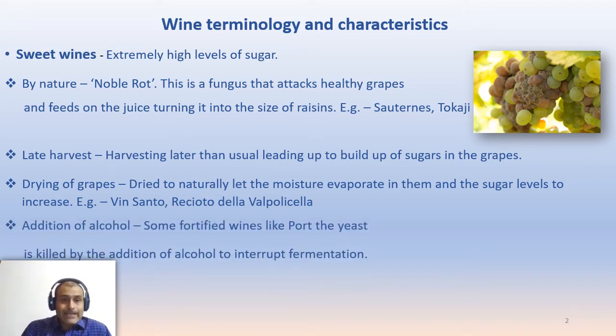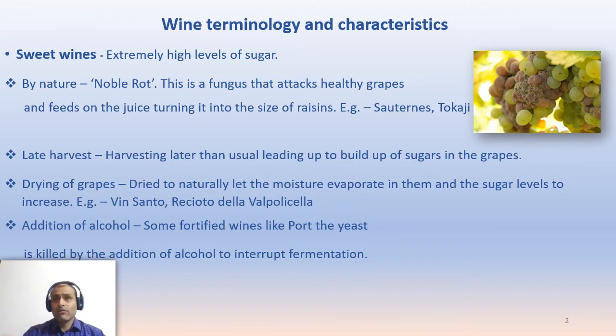Another way is addition of alcohol, which is called fortification, as we talked about in the fortified wine slide. So what happens is, if during the fermentation of a wine you add distilled alcohol, a distilled spirit, a grape spirit or a brandy, this increases the percentage of alcohol in the wine, and it kills the yeast.